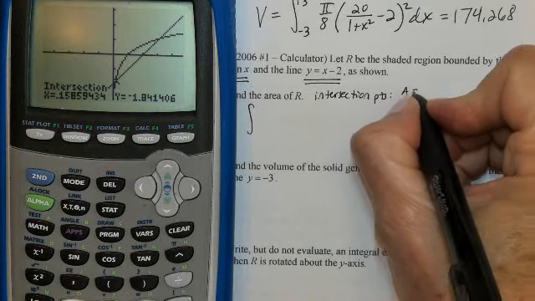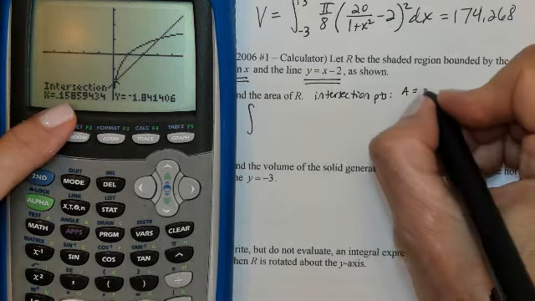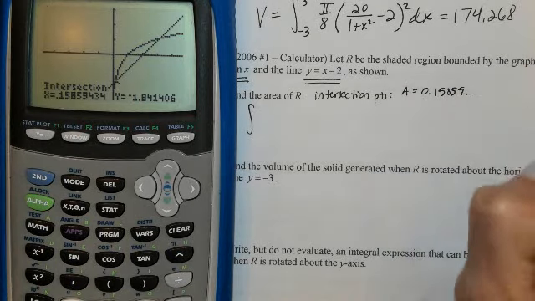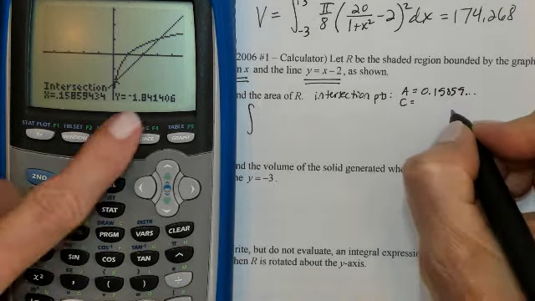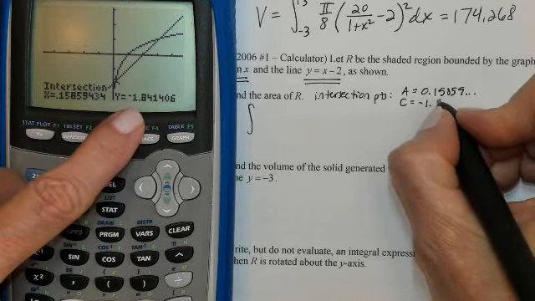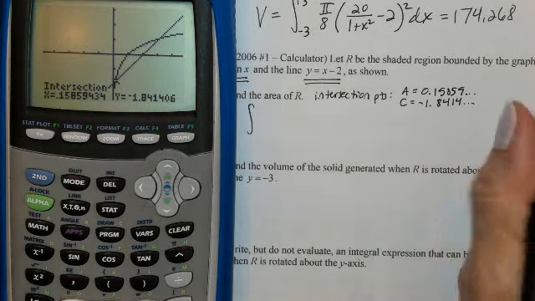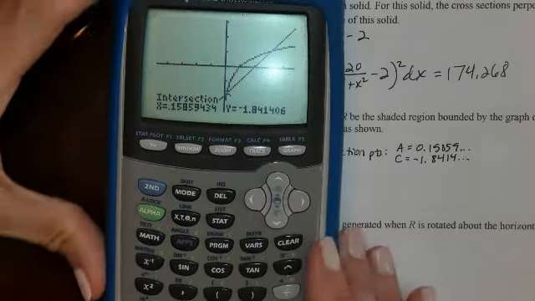I'm going to let A equal the point 1.5859... And I'm going to let C, because it's a y value, equal -1.8414... Okay? So before I lose these two values, let's go store them.